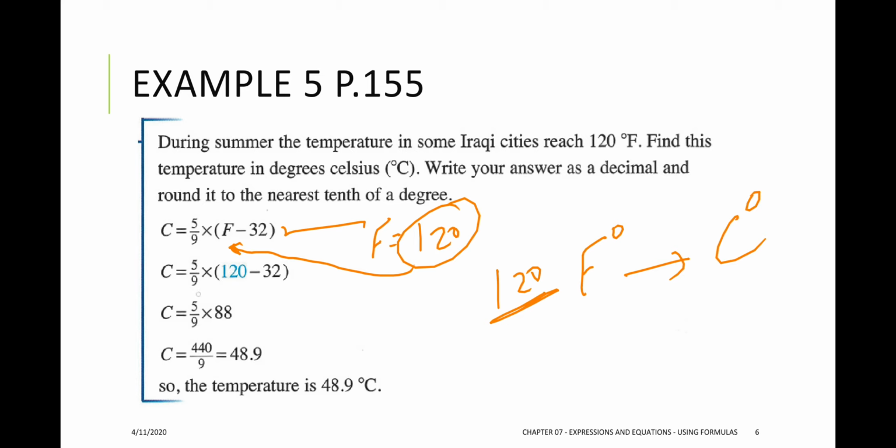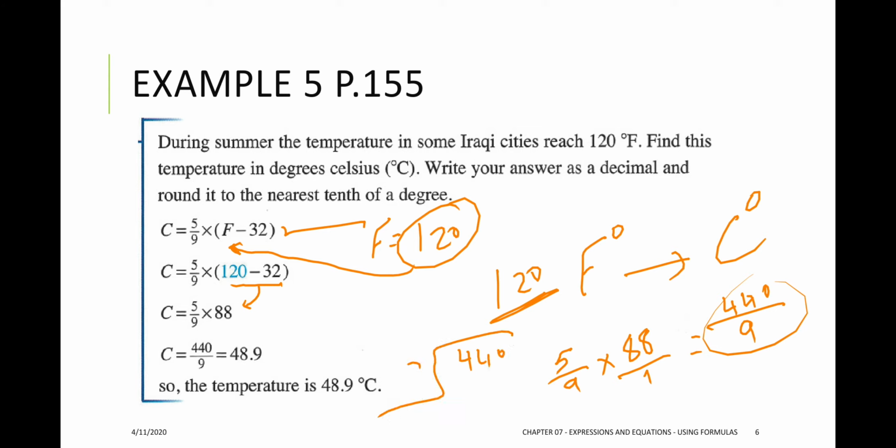So C is equal to 5 over 9 multiplied by 120 minus 32. So 120 minus 32 is 88, and 5 over 9 multiplied by 88. You know how to multiply. You will just put 1 in here. So 5 multiplied by 88 is 440 divided by 9. So do it as a long division. Say 440 divided by 9 and find the result. It will be 48.9. So that's the temperature in Celsius.